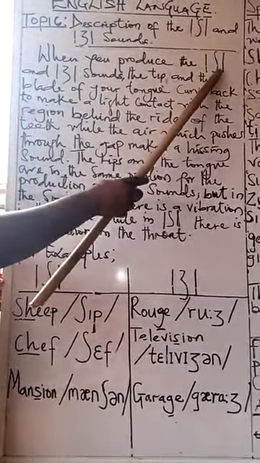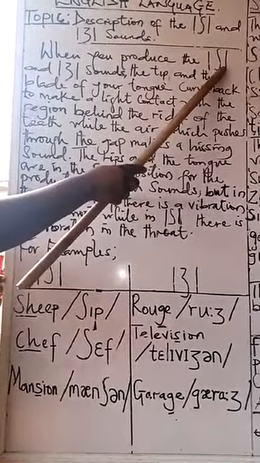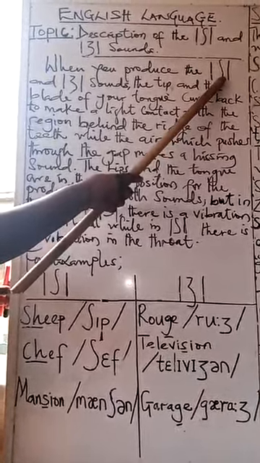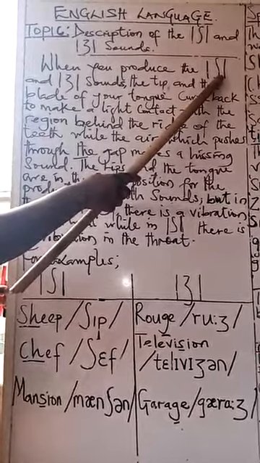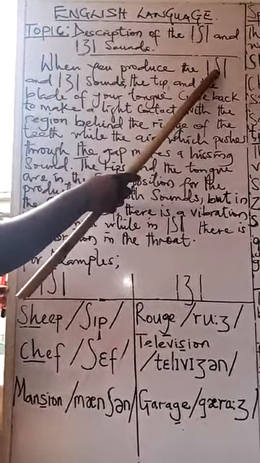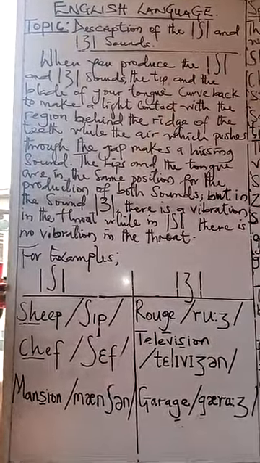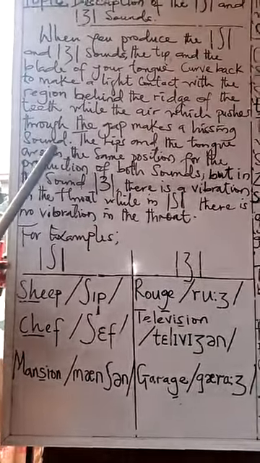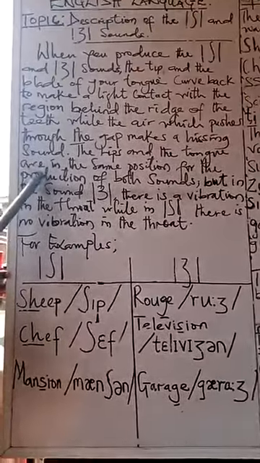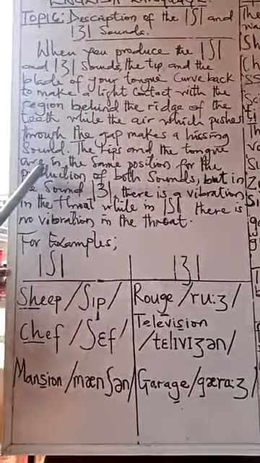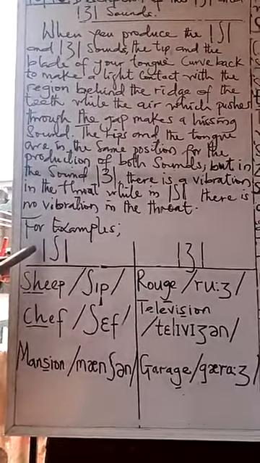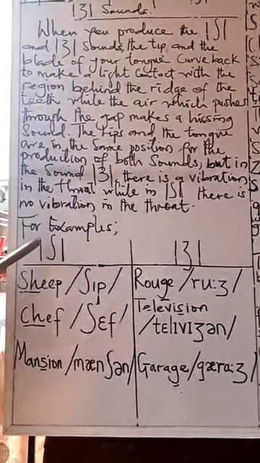While this other one, because the movement of air was not disturbed, the air passes freely. So as a result, this sound is said to be voiceless. So far, that is the production of these two consonant sounds. So now we are going to move to examples of these consonant sounds.